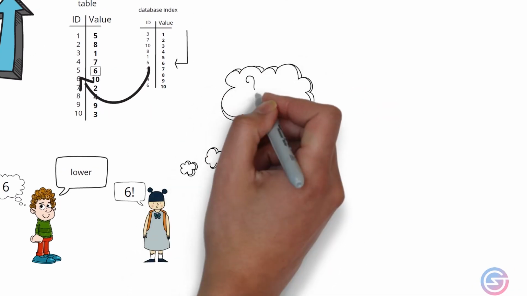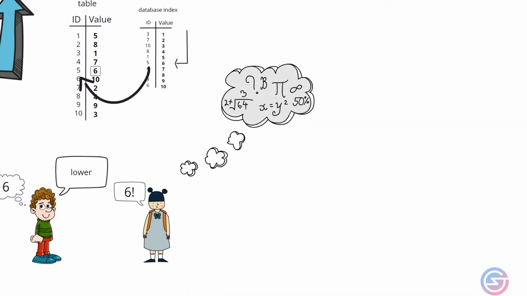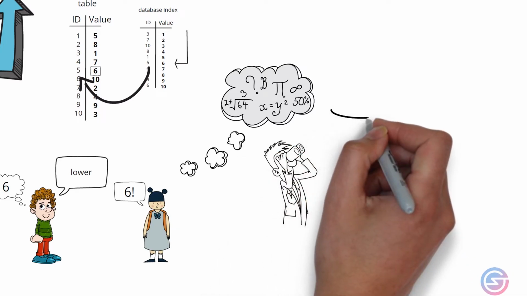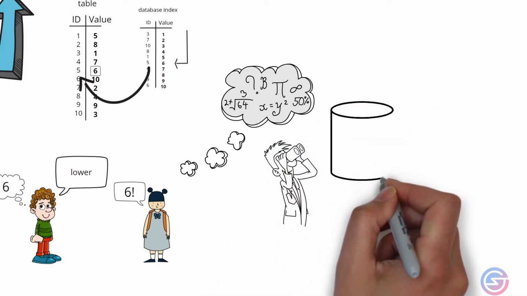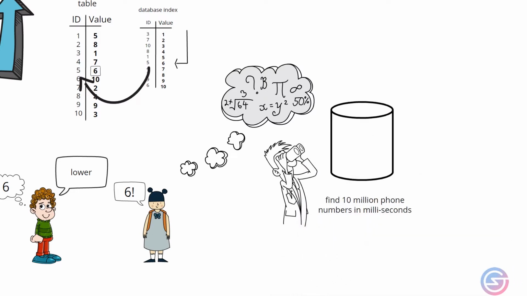There are lots of different algorithms out there that are used, but fortunately, all of this is handled by the database under the covers, so we don't need to know the details. The outcome, though, is that when you're searching for someone's phone number from a database of 10 million users, you get the answer within milliseconds.